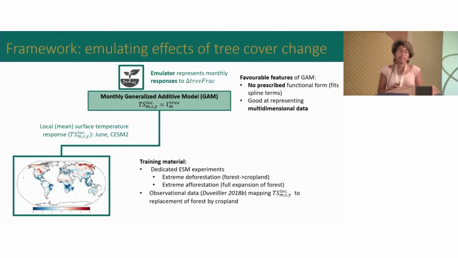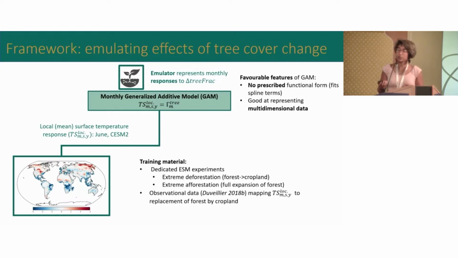We use a generalized additive model to do this, the main reason being that it has a non-prescribed functional form, so it fits a spline, which is quite flexible in the shape of the response it can depict, and it's also good at multidimensional data. In this case, we want to train, for each grid point, what the expected response of surface temperature would be to a given change in tree cover at that grid point.